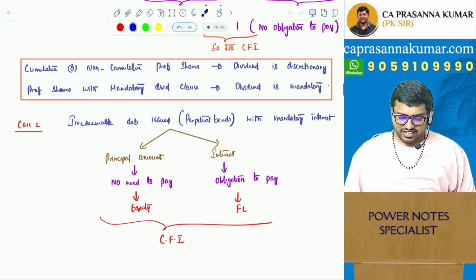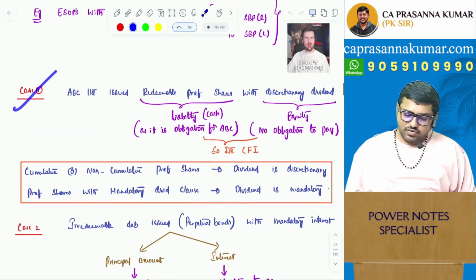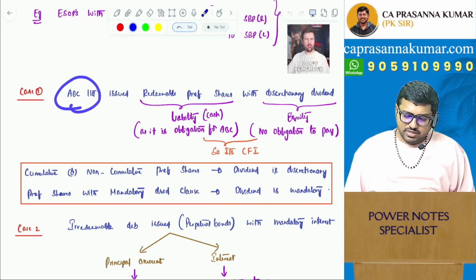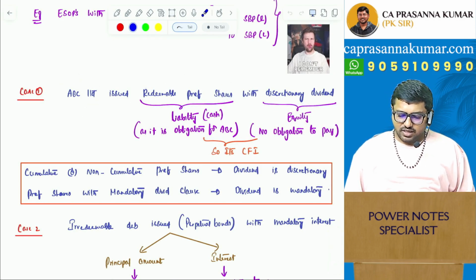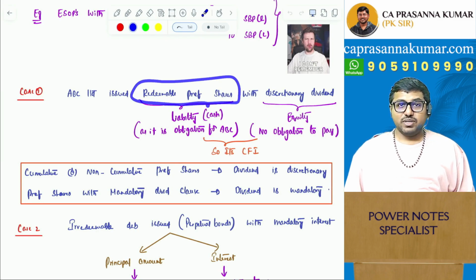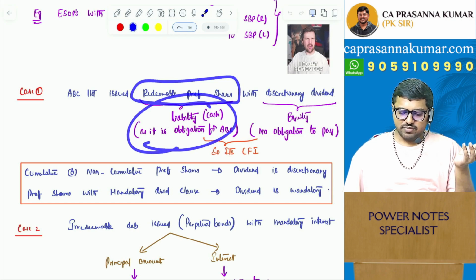Okay, let's continue with the session. So we'll start with case one. ABC Limited issued redeemable preference shares with discretionary dividend. Now, redeemable preference shares means what? Compulsory, you have to repay, which means there will be a cash outflow, which means there is an obligation with respect to cash outflow, correct? So, when you have an obligation to pay cash, definitely it comes under financial liability, right?